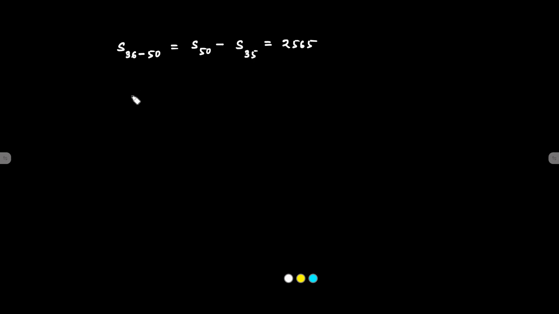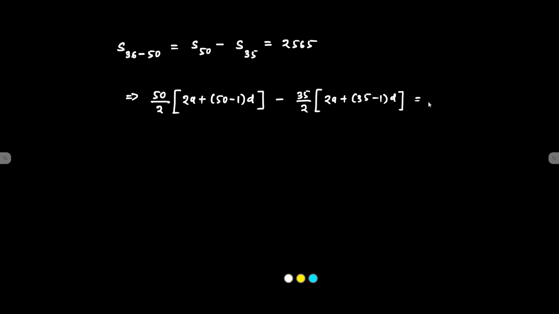Now that implies, for S50 it is n by 2 into 2a plus n minus 1, that is 50 minus 1, into d, minus n by 2, that is 35 by 2 into 2a plus 35 minus 1 d, that is equal to 2565.